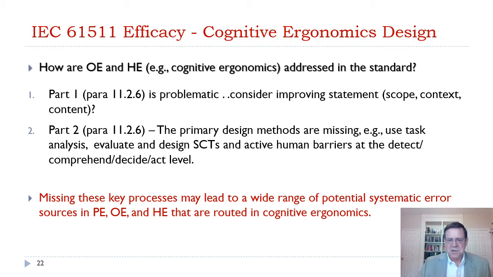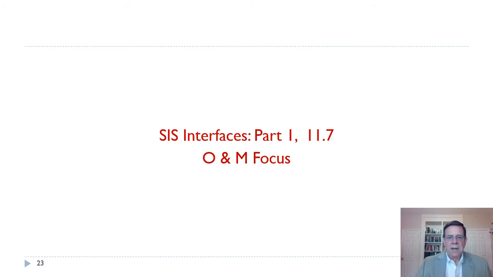So there are sources of systematic errors. The types we're talking about are actually much broader than that. And it could actually be a PE design error, because we could talk about a tool we're using, or an environment, and the question of whether it's fully specified, and is it usable in that environment? So let's move on to SIS interfaces.